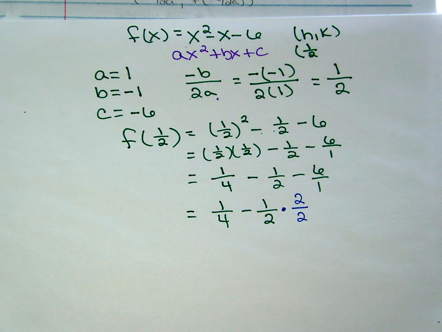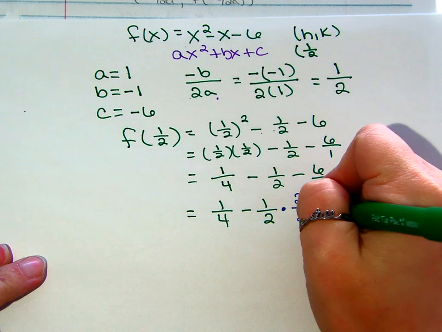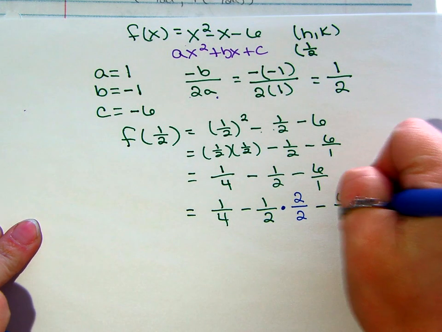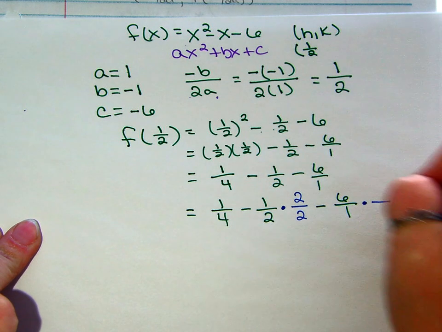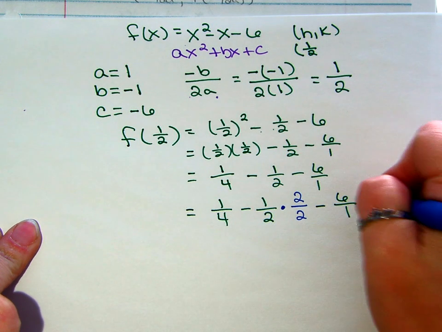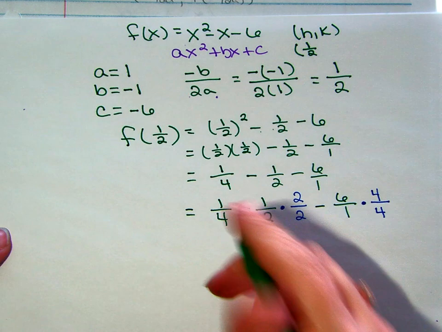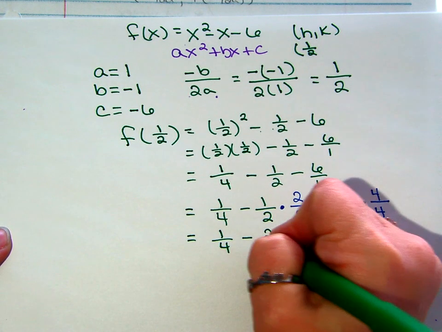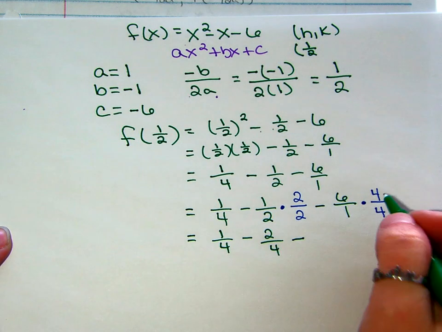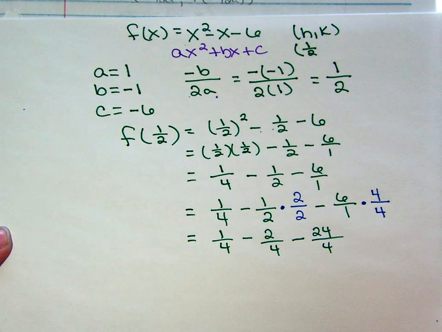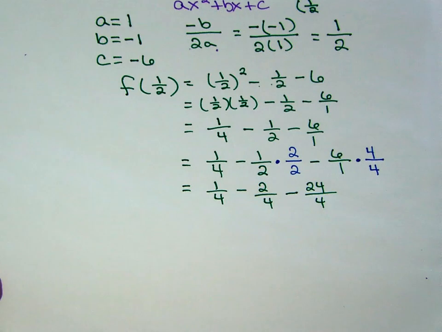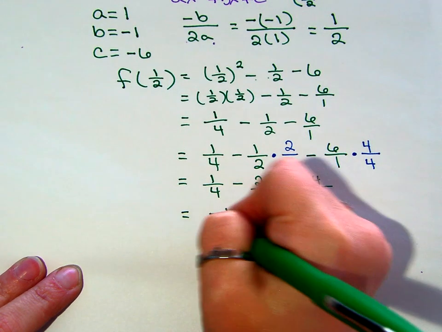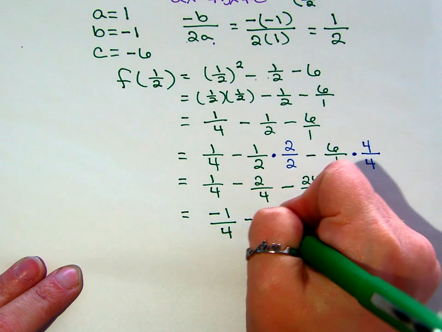And then how do I turn a 1 into a 4 using multiplication? Multiply it by 4, and if I multiply the bottom by 4, I have to multiply the top by 4. So you get 1/4 minus 2 times 1 is 2, 2 times 2 is 4, minus 6 times 4 is 24 over 4. Sorry. 1 take away 2 would give me a negative 1/4 minus 24/4, which gives me a negative 25/4.